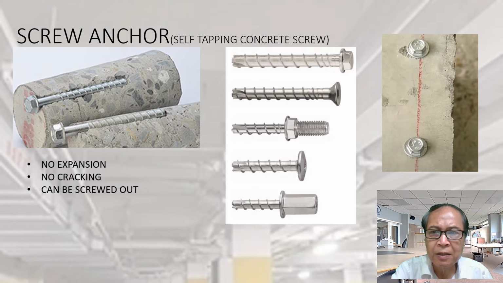Screw anchor. A screw anchor is simply like a concrete screw. You see it has a thread. We bore a hole first, and then screw in the anchor. There's low expansion. It's simply a screw, low cracking, so it can be screwed out. Low cracking, you see, means it can be quite near to the edge, because it doesn't easily crack the concrete.